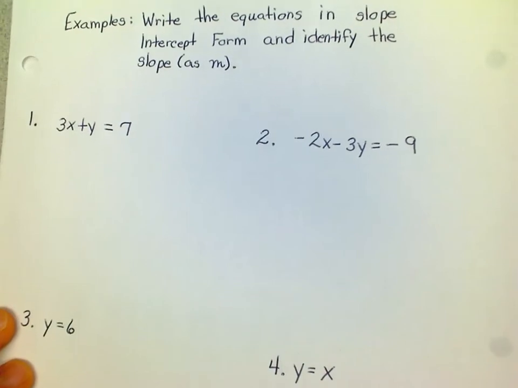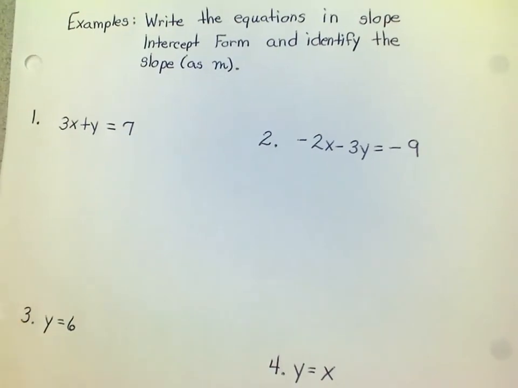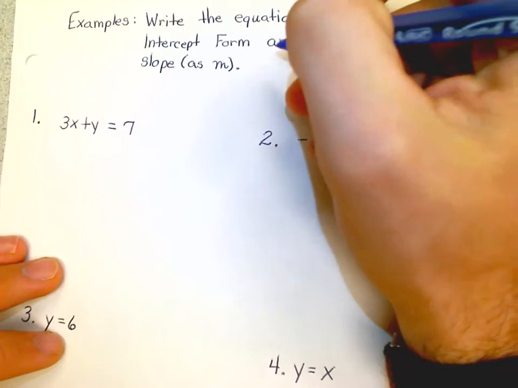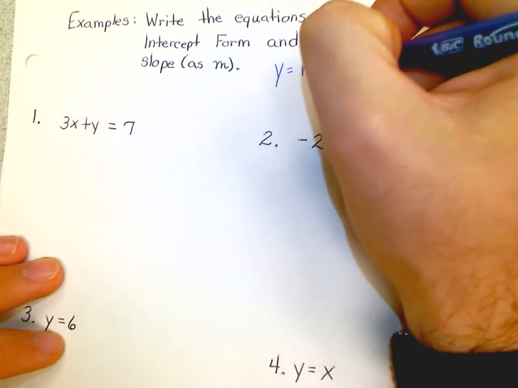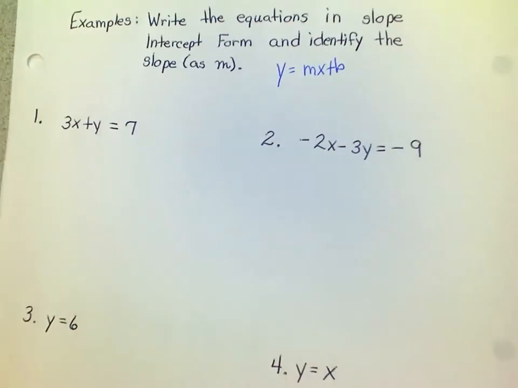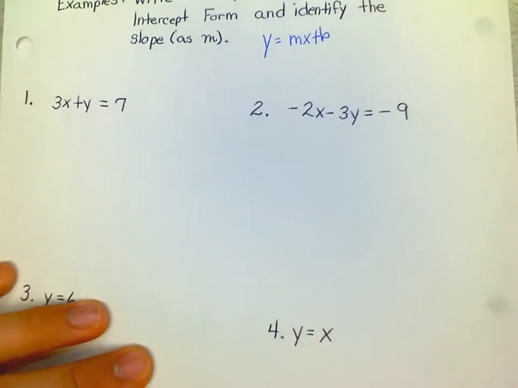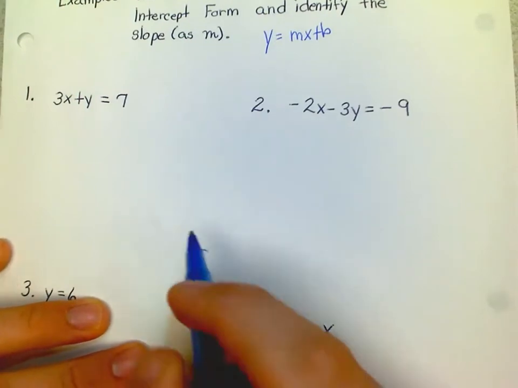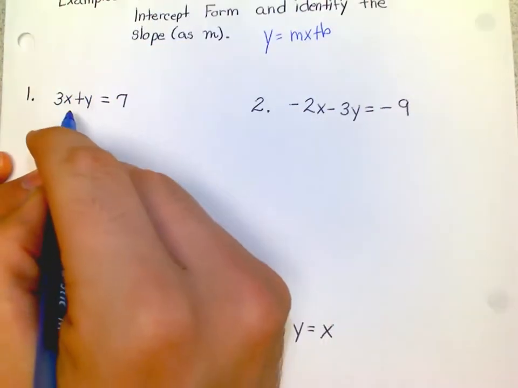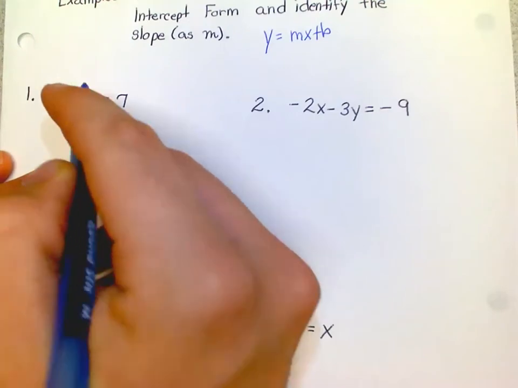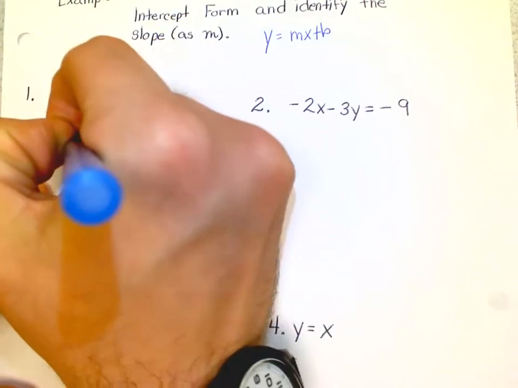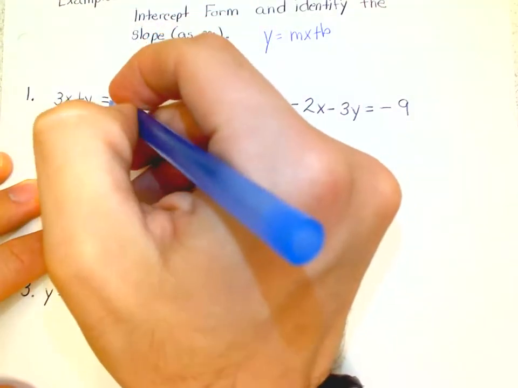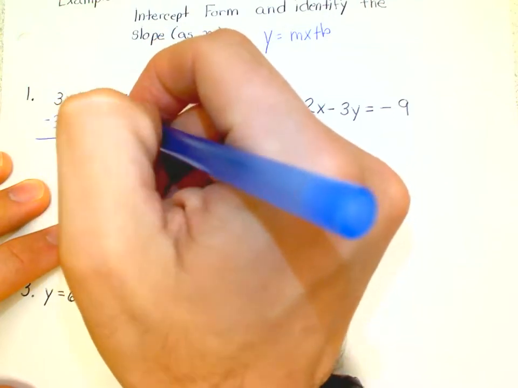So let's get started by looking at some problems. We want to write the equations in slope-intercept form and identify what the slope is. So that formula is y equals mx plus b. Let's start by looking at number 1, 3x plus y equals 7. To get started, we want to solve for y. So subtract 3x on both sides. So we have y equals 7 minus 3x.